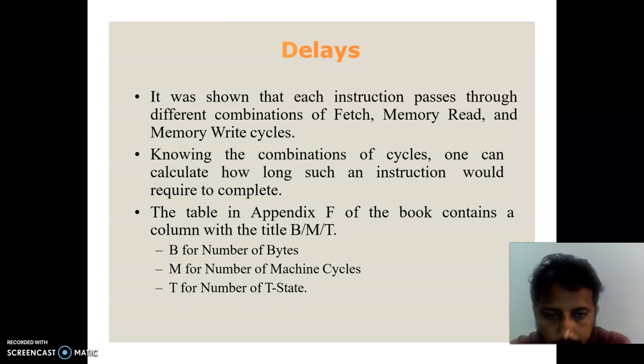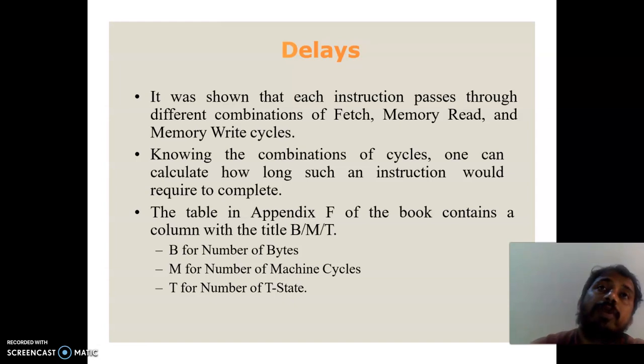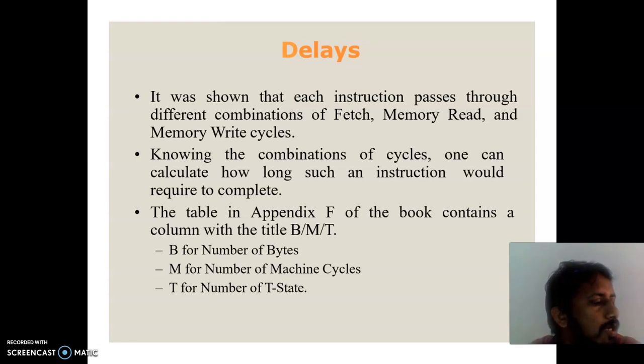Then memory read may take 3 clock cycles, 3 into 0.2. If it is memory read and memory write, then 3 plus 3, 6. 6 into 0.2 is 1.2, plus 0.8. It will take 2 microseconds to execute that particular instruction of memory read and memory write. So like that, delay can happen unavoidably. One instruction is executed, then the next instruction. It looks like it has been randomly generated, but it is not, because it is in microseconds. It could be executed in very short delays, which can't be observed.